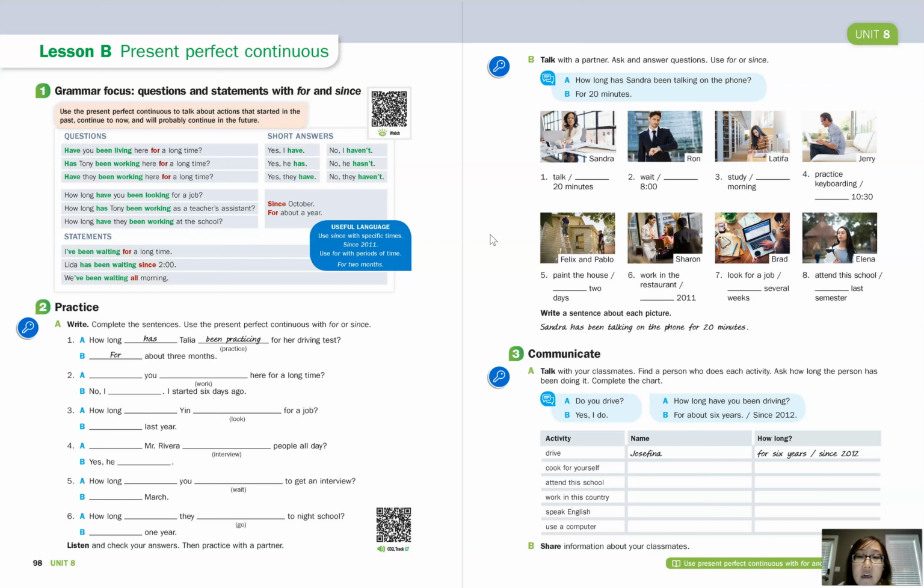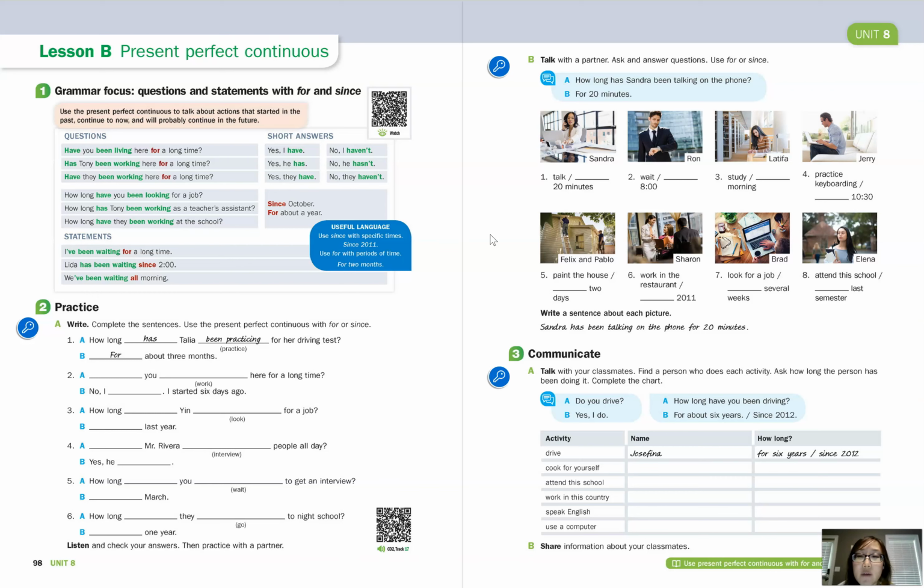So we can answer, he has been waiting for 8 minutes. Actually, no, I'm sorry. It doesn't say 8 minutes. That's actually 8 o'clock. So we could say, Ron has been waiting for the bus since 8 o'clock. Okay, 8 o'clock is a specific time, so we have to use since. So again, he has been waiting for the bus since 8 o'clock.